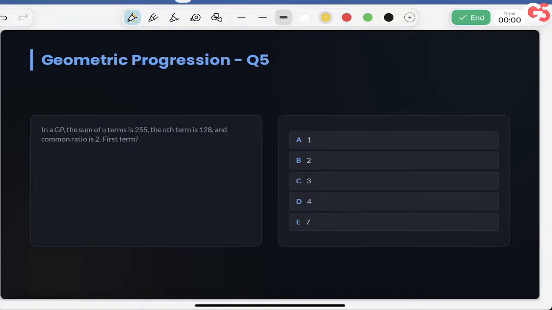All right. Sum of n terms is given as 255. Nth term is given as 128. Common ratio is given as 2. Find the first term. What happened? I can't see any people answering here.